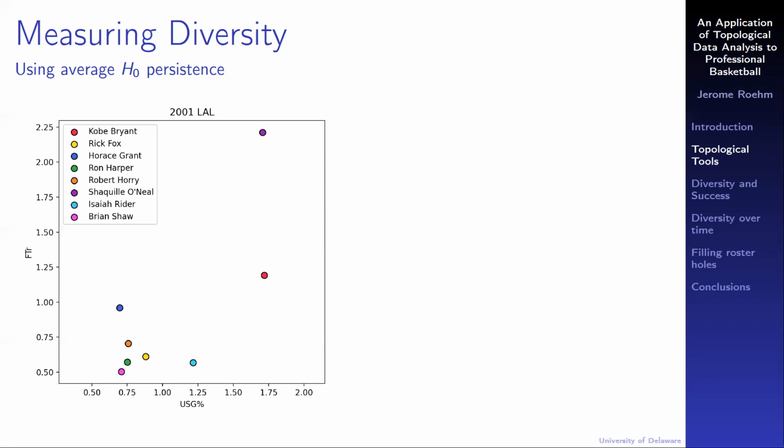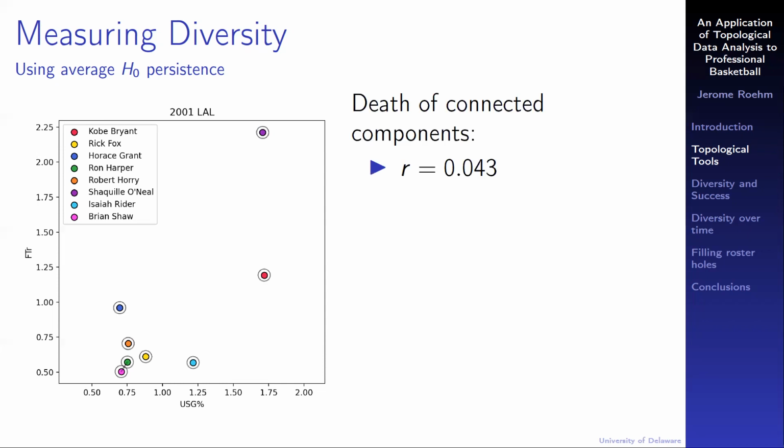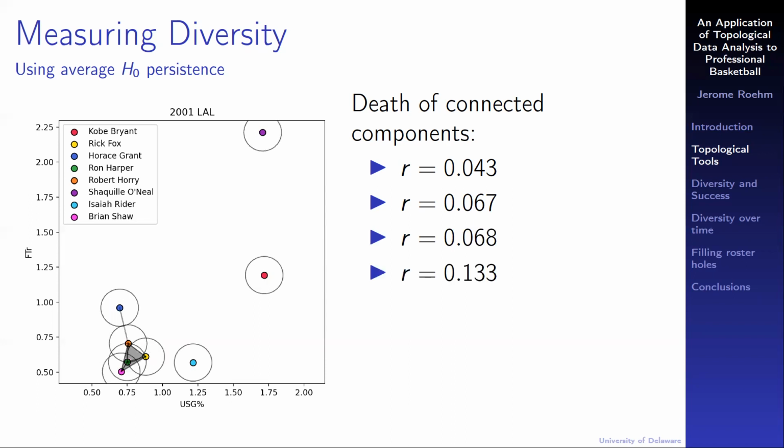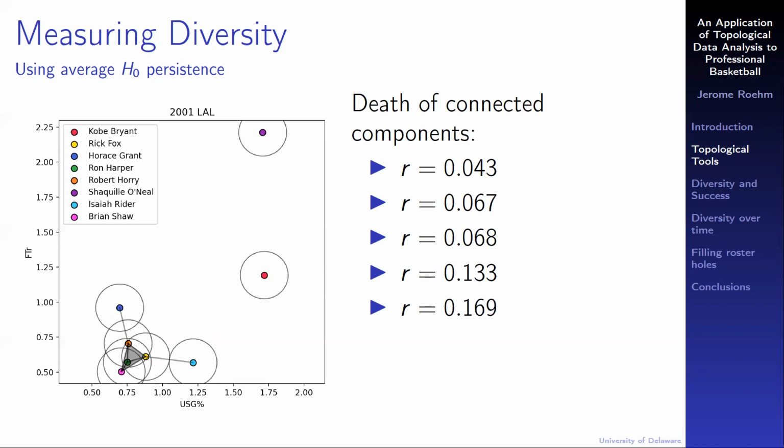In the beginning, there are 8 points, and so there are 8 connected components. When the radius is increased to 0.043, Ron Harper and Brian Shaw become connected, and now there are only 7 connected components. We say that a component died when the radius was equal to 0.043. When the radius is increased to 0.067, another connection is made, and we are down to 6 connected components. We continue increasing the radius, marking down the radius whenever a connected component dies by being absorbed into another component.